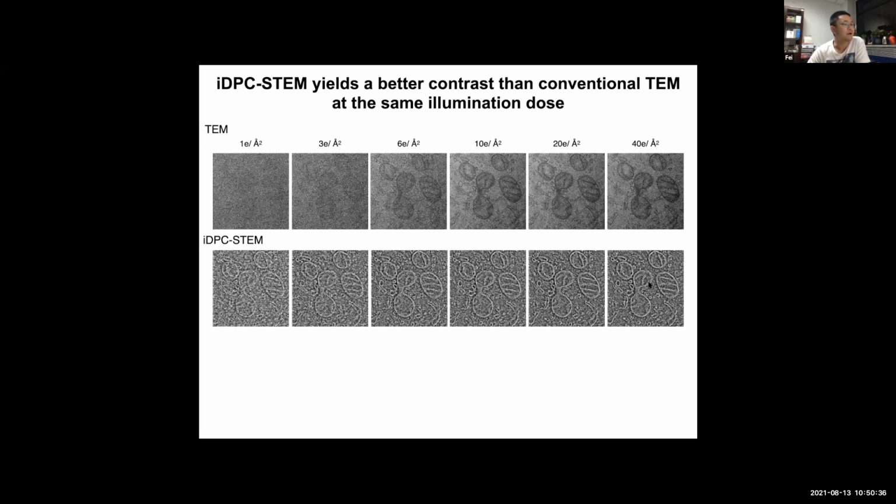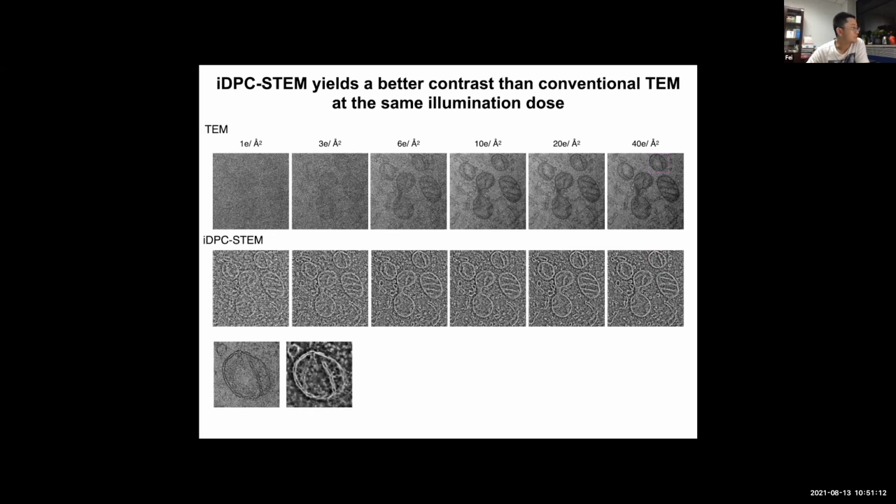And then we compare the TEM micrograph and the ITP system micrograph by zooming in. So this is the zoom in of the mitochondria. So we can see the TEM micrograph, and from the TEM micrograph we can see the membrane structure and the cristae of mitochondria, but we could not see some protein on the outer membrane in the TEM imaging.